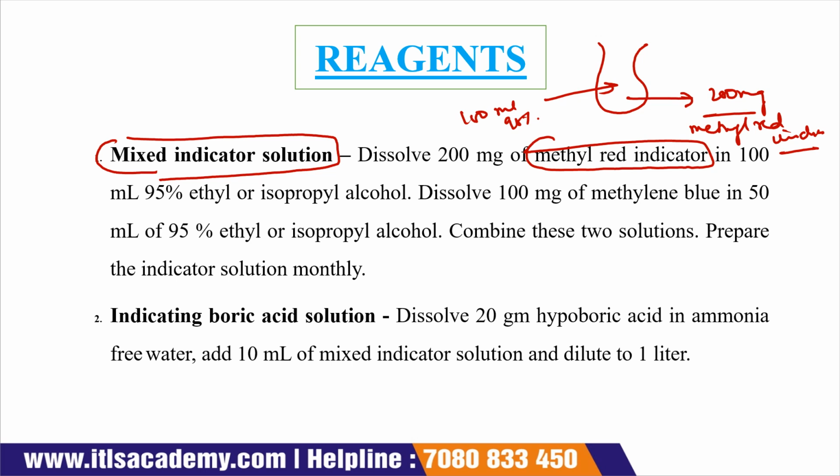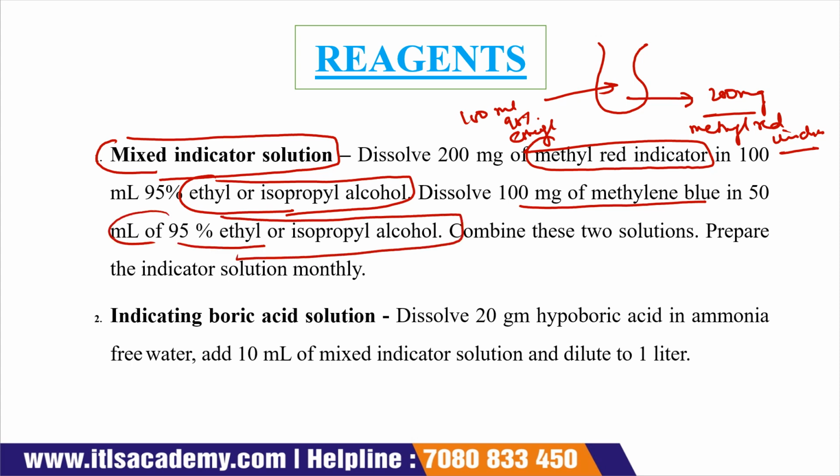95% ethyl alcohol or isopropyl alcohol. Now we dissolve 100 milligram of methylene blue in 50 ml of 95% ethyl alcohol or isopropyl alcohol. First of all we dissolve the 200 milligram of methyl red indicator into 100 ml of 95% ethyl or isopropyl alcohol. Now again we prepare a separate solution in which we dissolve 100 milligram of methylene blue in 50 ml of 95% ethyl alcohol or isopropyl alcohol.